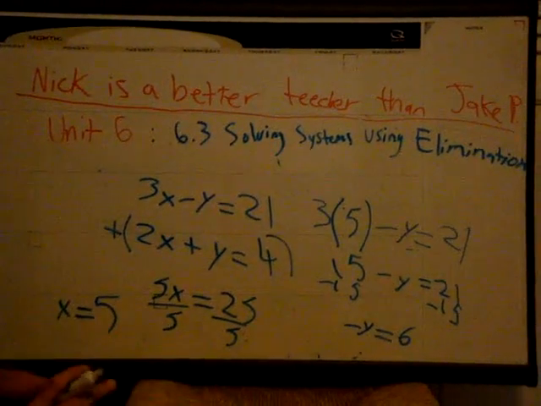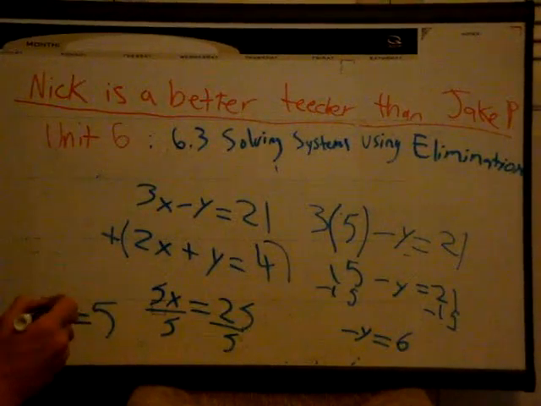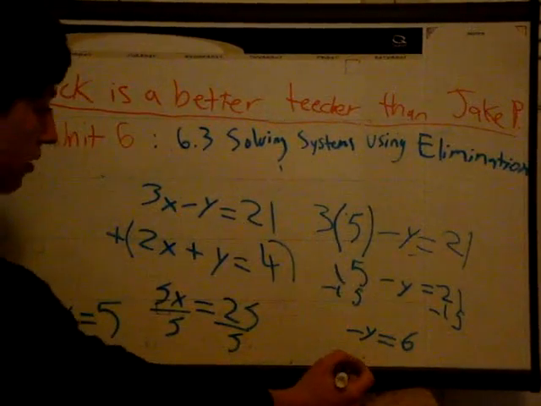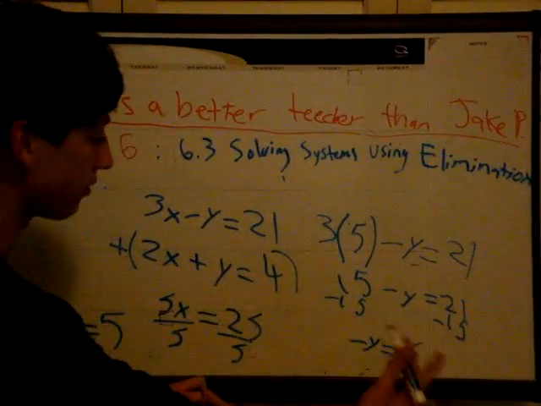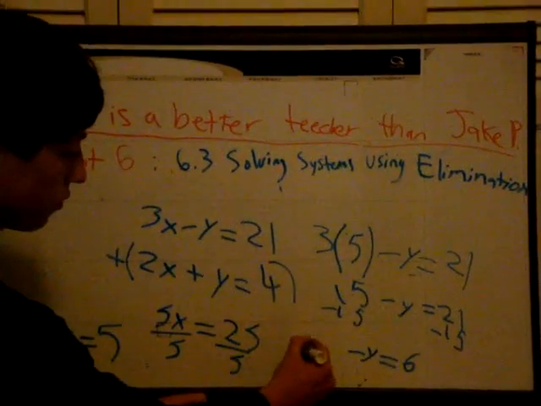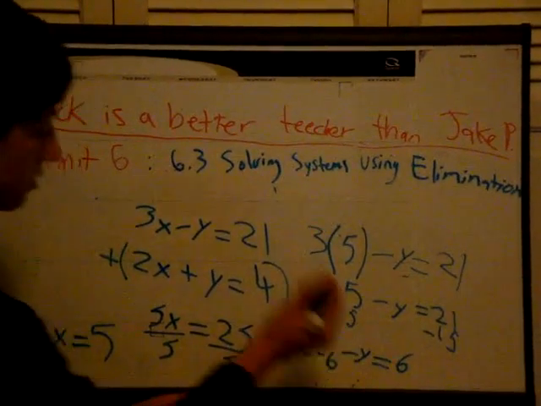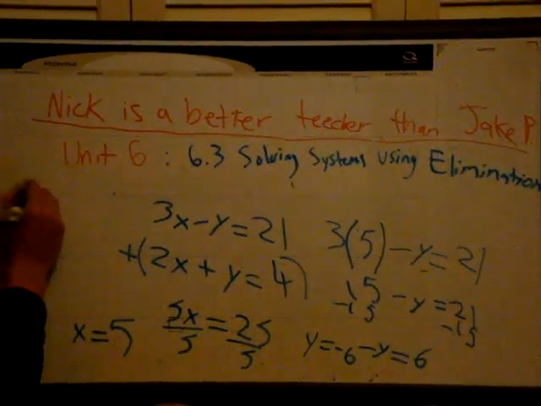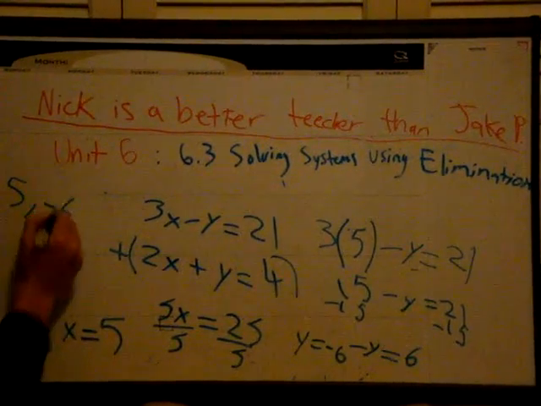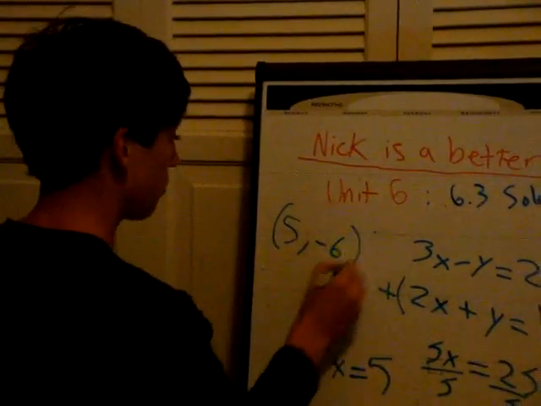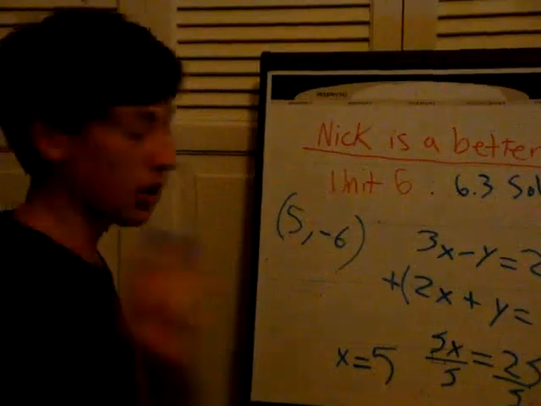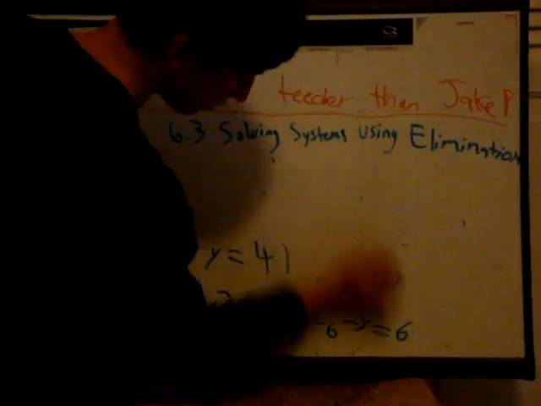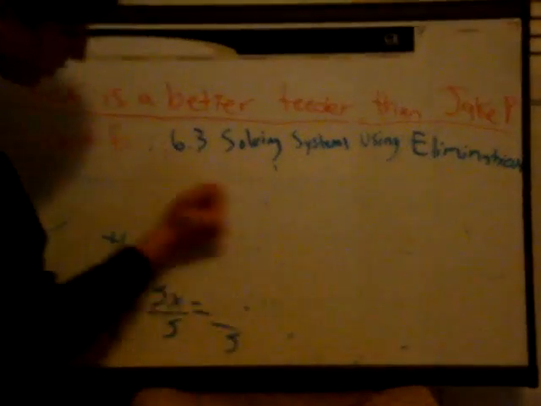And because you can't have a negative variable, it has to be a variable by itself, we're just going to switch this around. You could divide by negative 1 on both sides, or we could just say y equals negative 6. So we have both our answers, so it would be 5 comma negative 6. And that would be our answer. I'm going to do one more example so you get the handle of this one, and then I will be done.